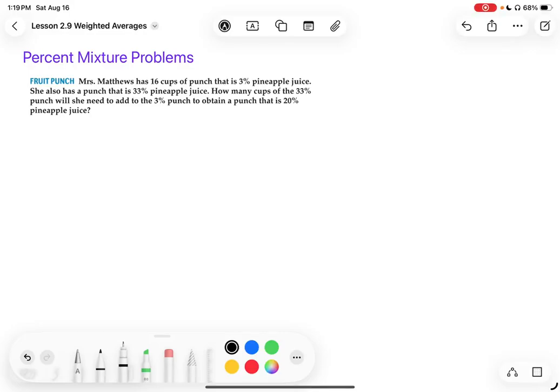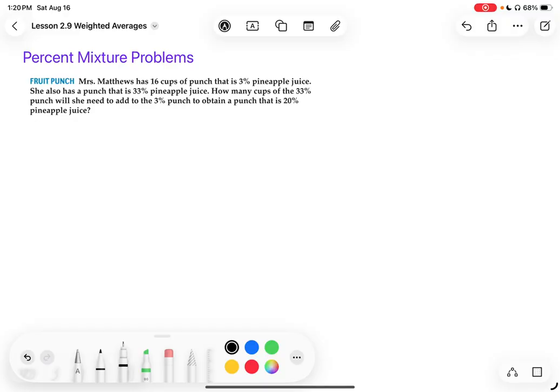We've got another mixture problem, but this time it's one that uses percents. So let's start off by reading the problem. It says Mrs. Matthews has 16 cups of punch that is 3% pineapple juice. She also has a punch that is 33% pineapple juice. How many cups of the 33% punch will she need to add to the 3% punch to obtain a punch that is 20% pineapple juice?